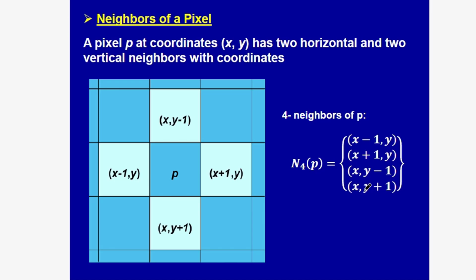Now first I'll define the neighbors of a pixel. That is the first relationship between pixels, the neighbors or neighborhood. A pixel P at coordinates x comma y, this is the pixel P. For this pixel P there exist two horizontal and two vertical neighbors. These two are the horizontal neighbors and these two are the vertical neighbors. So totally we have four neighbors. The four neighbors are represented with N4 of P, and these are all the four neighbor pixels.